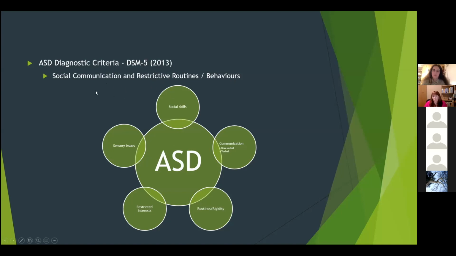So when you go for an assessment, that is what the clinician will be looking at. They'll be looking at your background and any information that you have to give them in terms of both of those areas. So we'll be looking at the ASD in terms of social skills, communication skills, both non-verbal and verbal, routines and rigidity, so restricted interest, and sensory issues. So a combination of all of those areas.